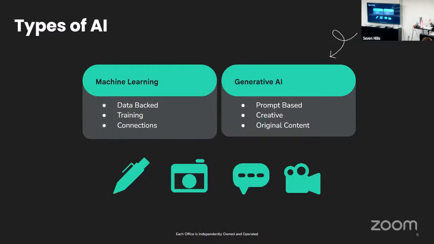Like I said, there's two types of AI. We have machine learning, which is data-backed training connections. Then you have generative AI, which is more prompt-based, creative, original content. That's what's going to help you come up with those social media captions and smart plan layouts and things like that.